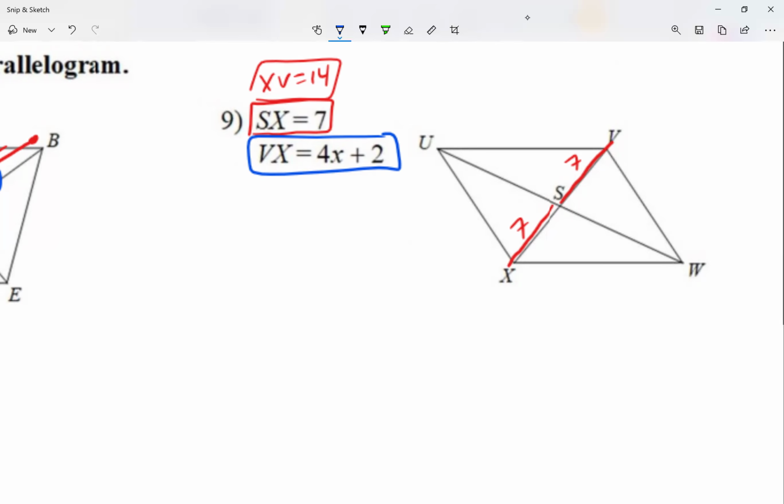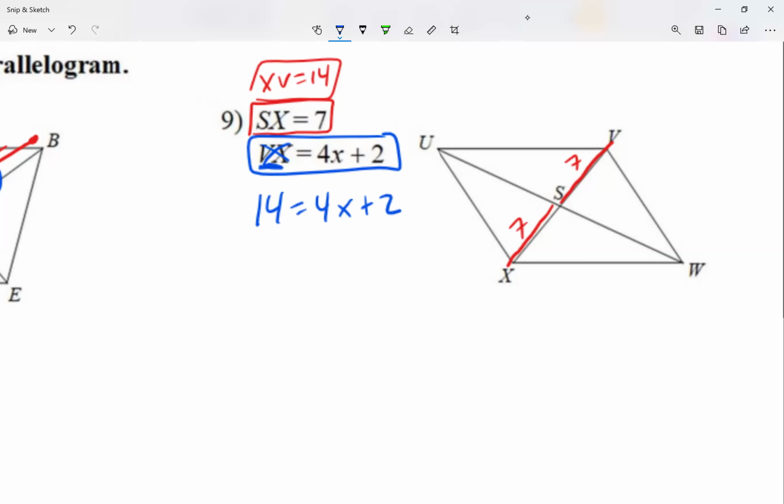4x plus 2. What do you know about the segment VX? How big is the segment VX? 14, right? So can I rewrite this as 14 is equal to 4x plus 2? Because I know VX is 14.